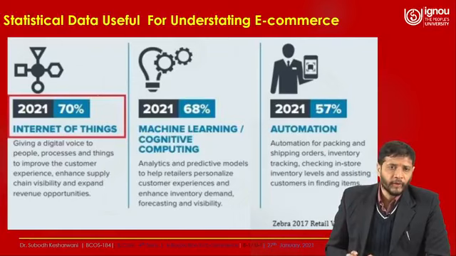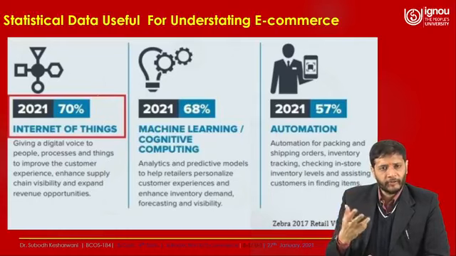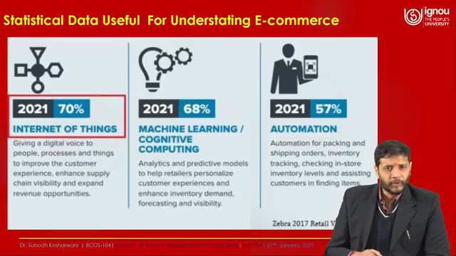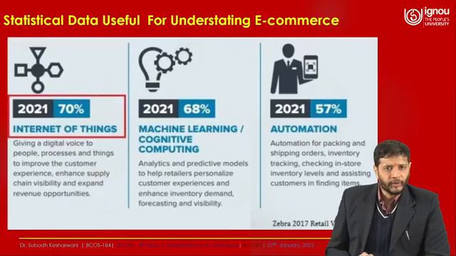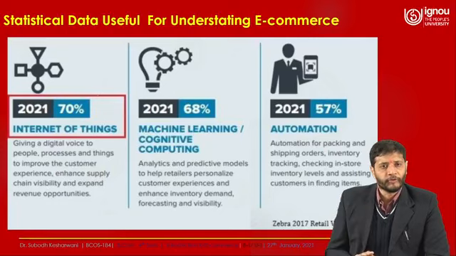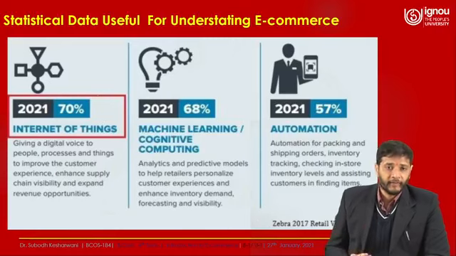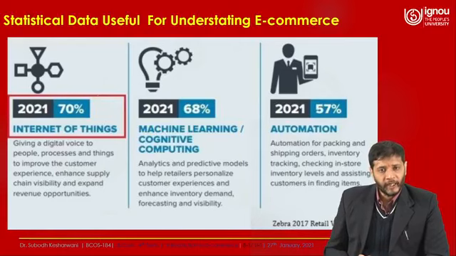If you talk about 2021, I think the Internet of Things is there, and without internet, without technology, without the net, you are not going to do e-commerce. So it's a basic ingredient, a very important content. This gives a digital voice to people, processes, and things to improve the consumer experience, enhance supply chain visibility, and expand revenue opportunities. And if you talk about machine learning or cognitive computing, I think analytics and predictive modeling have come up, where we visualize and analyze what the product could look like in future.